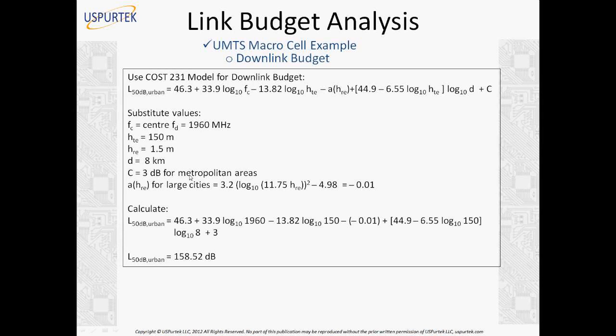So here you see we are now applying the COST 231 model. Why? Because the Hata model cannot work at this high frequency, 1960 megahertz. If you refer back to the slides we have seen before, the Hata model has an upper frequency range of about 1500 megahertz or so. So here we have preferred to use the COST 231 model, right? Our median path loss comes out to be 158.52 dB.